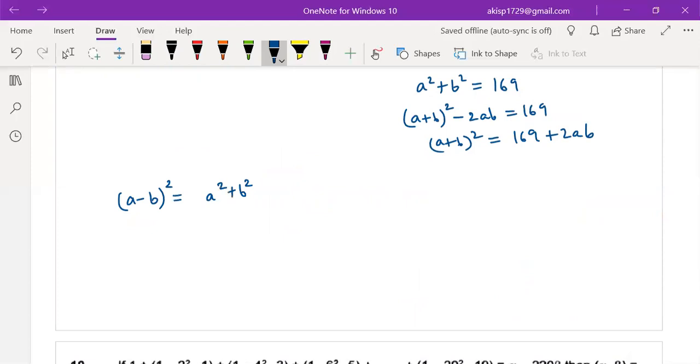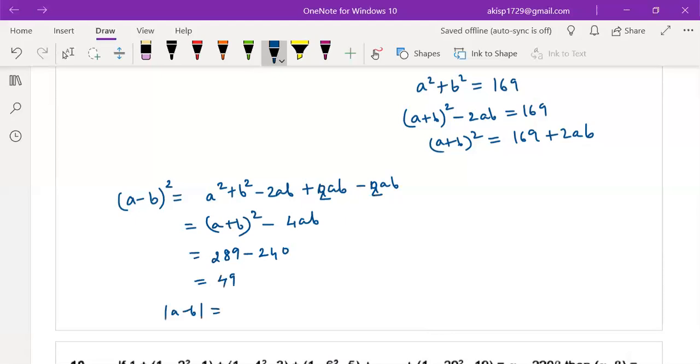If I add 2ab and subtract 2ab on all sides, then I see that this is nothing but (a plus b) whole square only minus 4ab. But I already know this value, so this is just 289 minus 240, that comes out as 49. Therefore, I get mod of a minus b as 7.